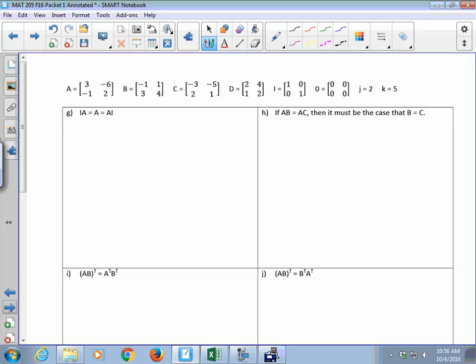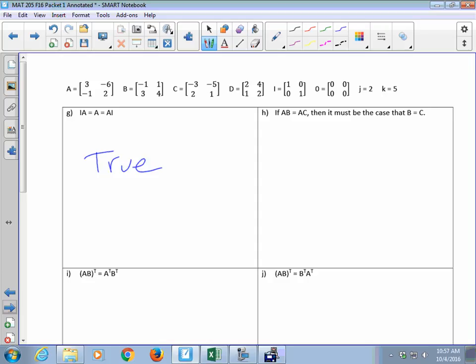Okay. Is the identity times A equal to A times the identity, both equal to A? Yeah, this is true in general. So that's one instance where you can commute, where multiplication is commutative if you're multiplying by the identity.